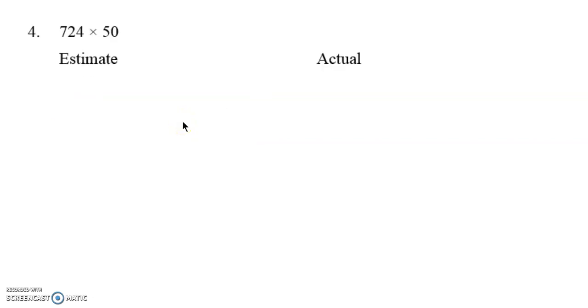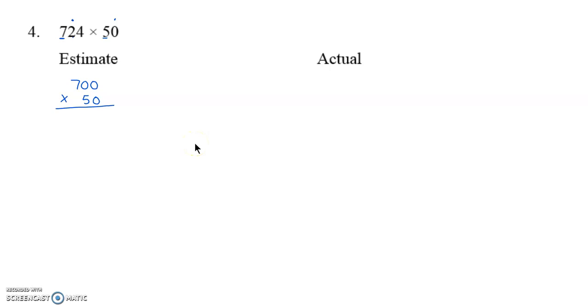For number 4, this time they haven't given us the estimate, so we're going to go ahead and do that now. We're going to round, front end rounding. The 2 is not going to push the 7 up, so we're going to have 724 become 700. And for the 50, it's going to stay as is, because the 0 is not going to push the 5, and we have nothing to change. So we're going to have 700 times 50.